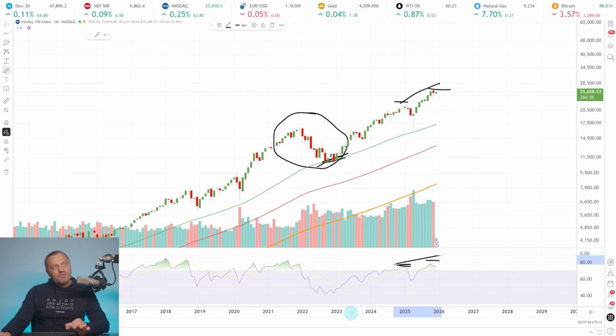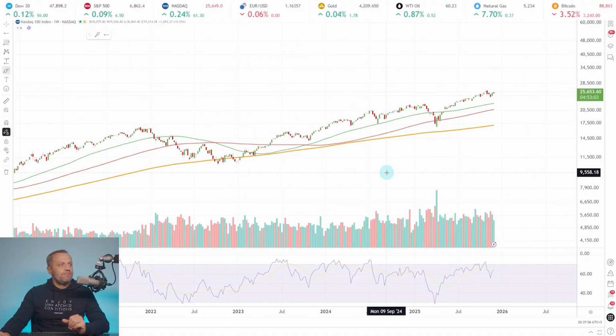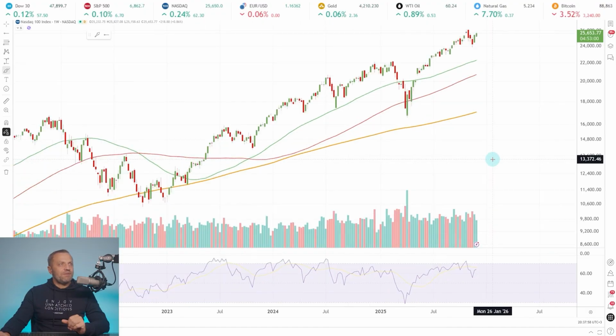Yes, the situation is critical, it's on the edge, but for now this is not a short from the perspective of the monthly candles. Now let's remove everything we've drawn and switch to the weekly candles. What do we see on the weekly time frame?